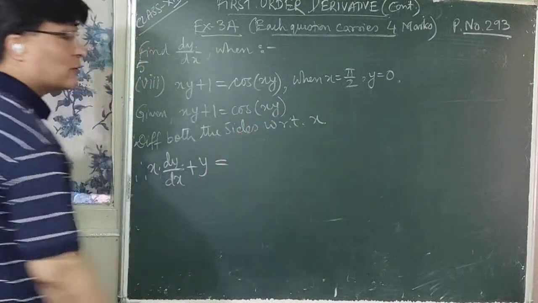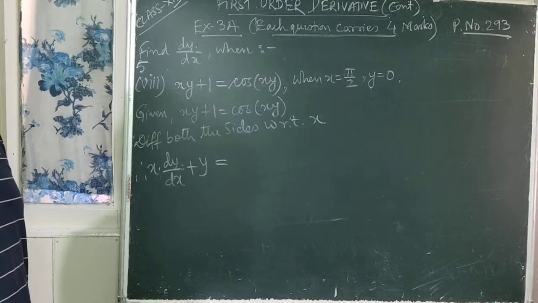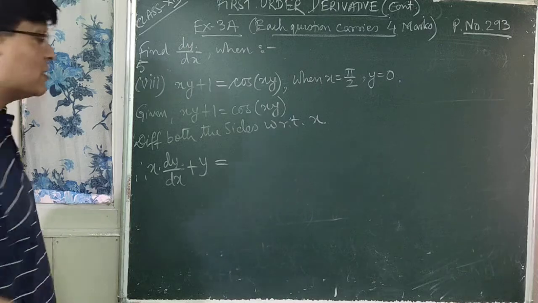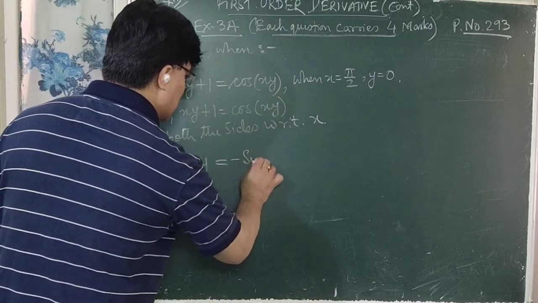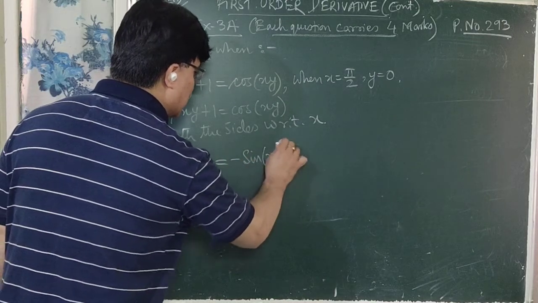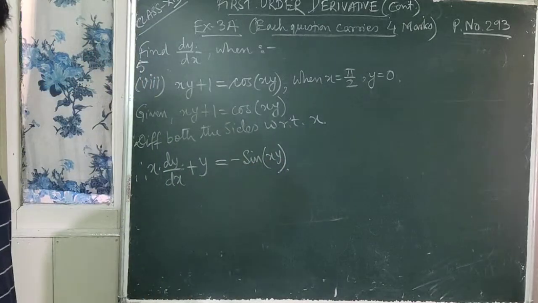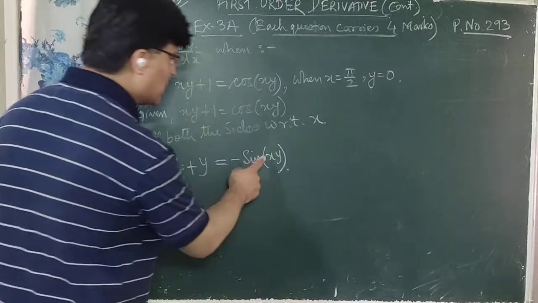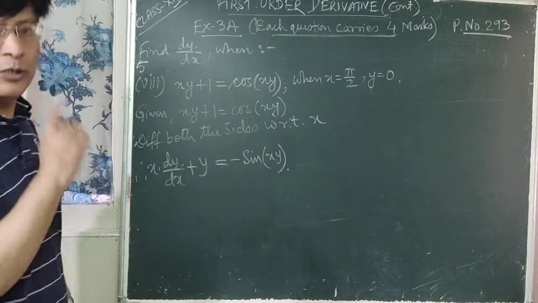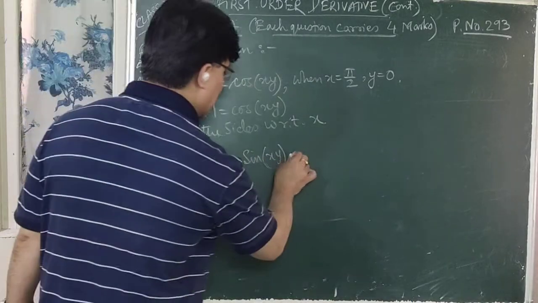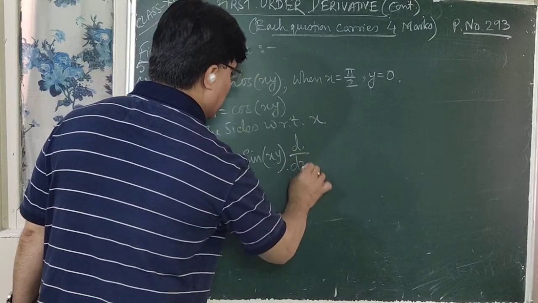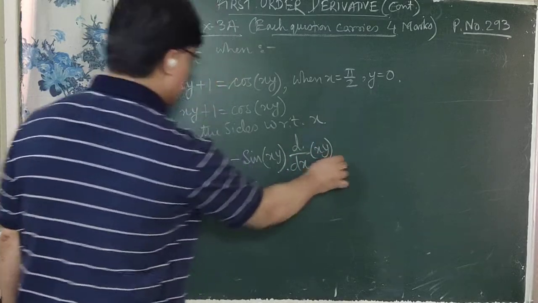Is equal to, how will you differentiate cos of xy? You should take it as cos x form. What is the differentiation of cos x? Minus sin x. But what is sin x here? It is xy. Now again you have to differentiate the term which is assumed as x. So in this case xy was assumed as x. You have to differentiate that xy. So into d by dx of xy. Is it clear?